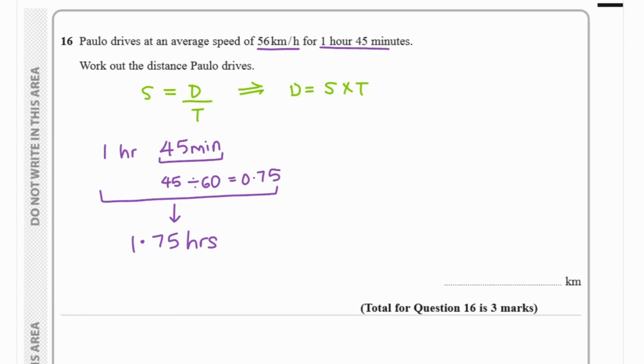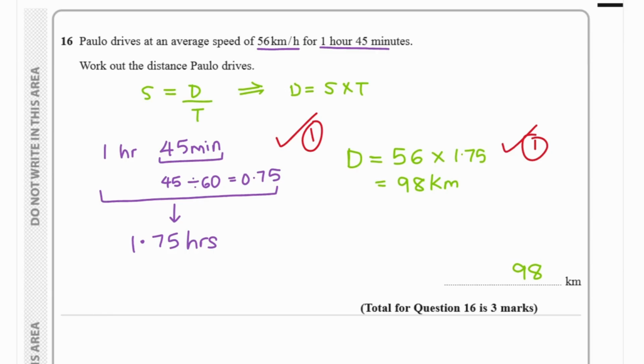If we then use this value for our formula, we can write this as distance is equal to the speed, which is 56, multiplied by the time, which is 1.75. And if we work this out on the calculator, this gives us a final answer of 98 kilometers. This was a 3-mark question, so we would get the first mark for correctly working out the time in hours, the second mark for correctly substituting everything into the formula, and the final mark for a correct final answer of 98 kilometers.